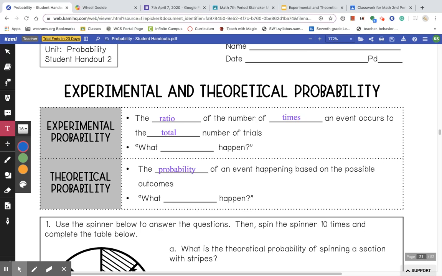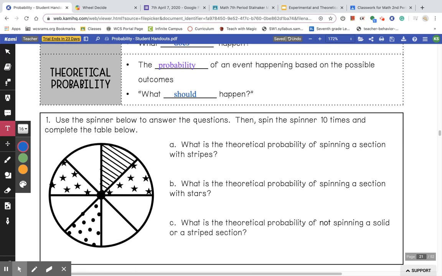So the main difference between experimental and theoretical probability is experimental probability is asking what does happen, and theoretical is what should happen. All right, so we're going to go over those in this example.